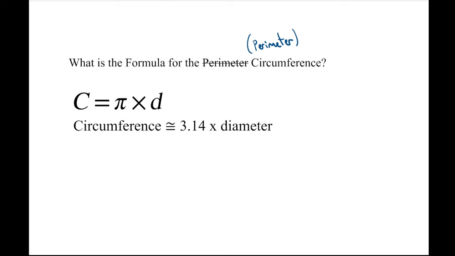Now you should have a pi button somewhere on your calculator. You may have to use a second function button, or it may be a button on its own. So you can use either 3.14 or the actual pi button. You might get a few differences in terms of your actual answer, but it would be in terms of decimal places usually. So usually when you round, you'll get the same answer regardless of which one you use.